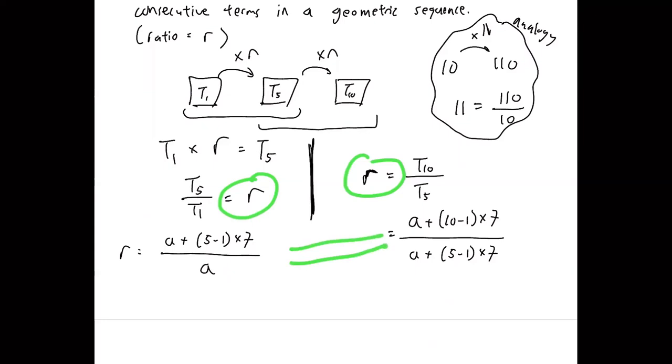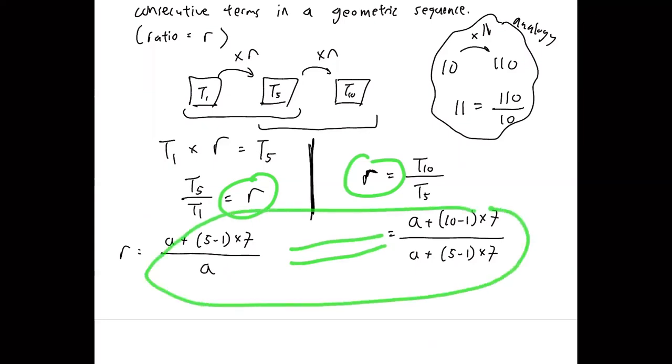What do you notice? This is an equation that's in terms of what variable? A. Then from there we can solve for A, exactly. Do you get the idea now? You get this idea?